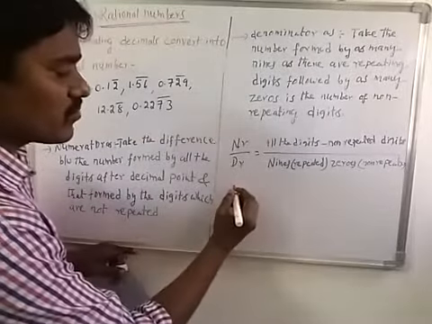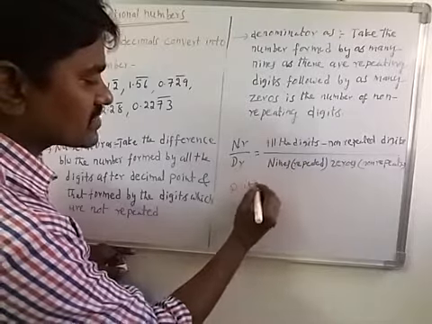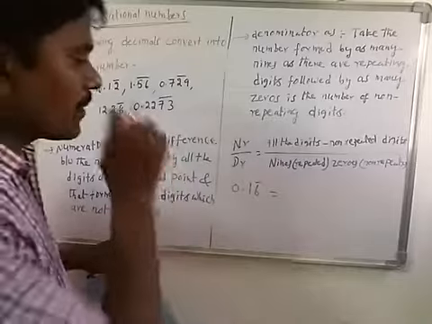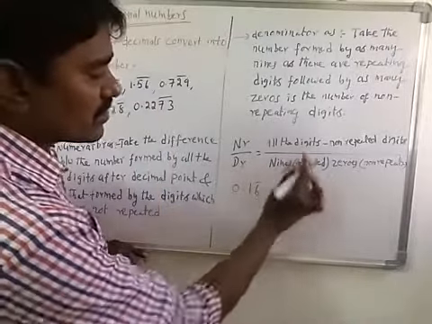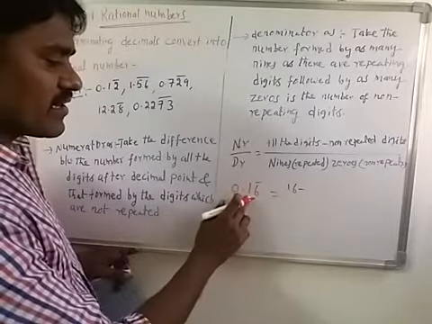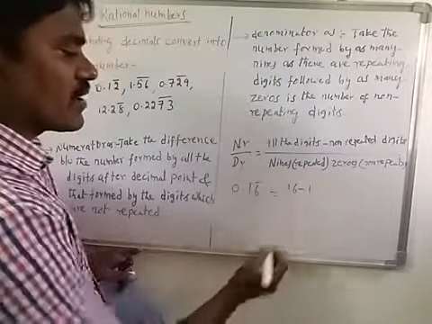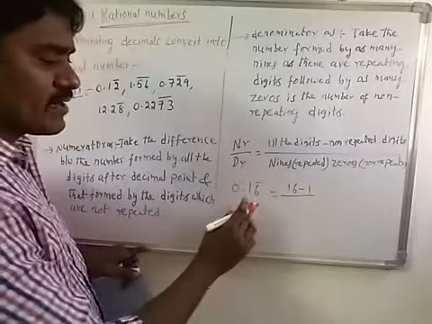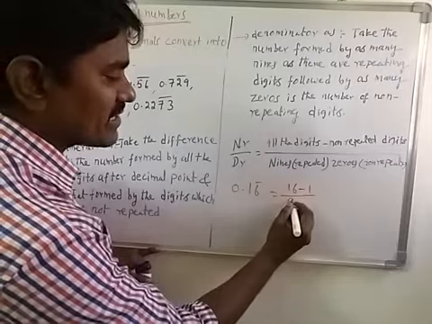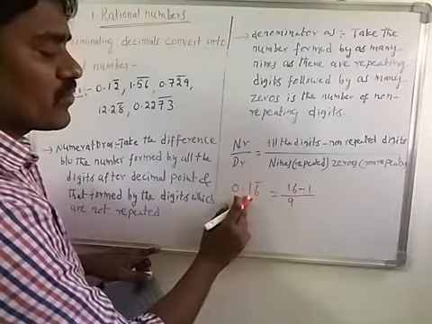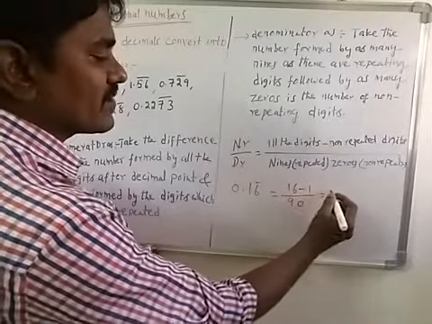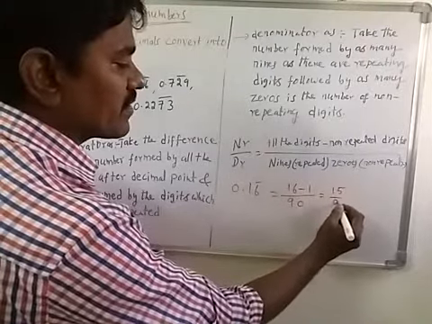And another example, 0.16 bar. So first of all, how do we take the numerator? We write all the digits, 16, minus the non-repeated, 1. Repeated, how many? Only one number, so we take as many 9s. Non-repeated, how many? Only one number, so we take as many zeros. So 16 minus 1 is 15 by 90.